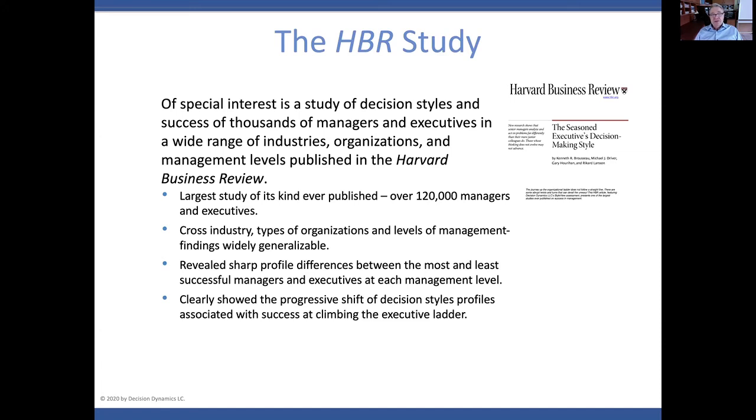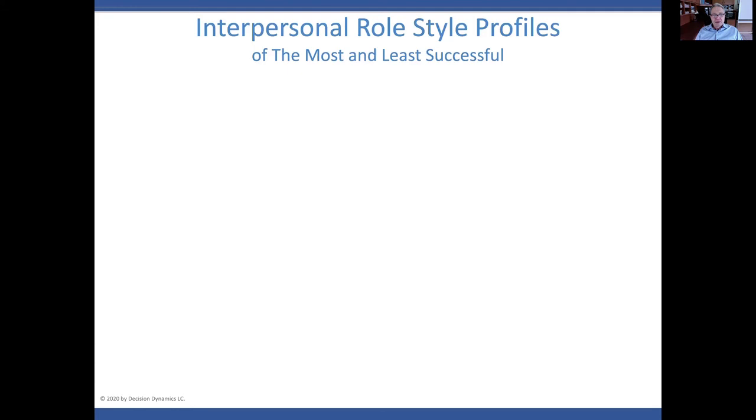So consequently, the findings from this study are highly generalizable. They're not just specific to any one niche. We could apply them over a wide range of circumstances. The findings showed sharp profile differences between the most and least successful managers and executives at each management level. And the findings also showed a very interesting, smooth progression of changing decision style profiles that were associated with success at climbing the executive ladder. I'll give you a little peek at some of the findings here.